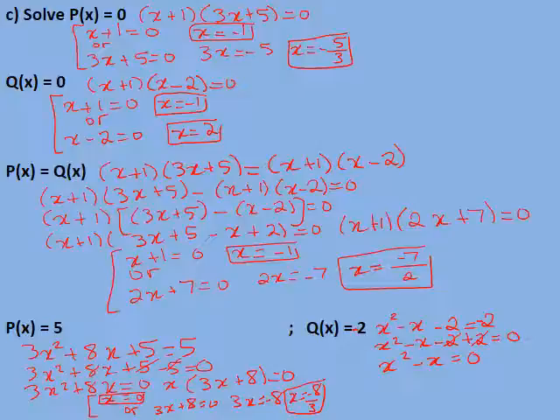What do we take common? We take x common. x into (x minus 1) is equal to 0. Then x is equal to 0, or x minus 1 is equal to 0, then x is equal to 1. We have two solutions. Now we should calculate P of 1.